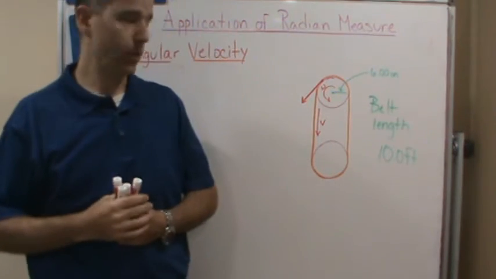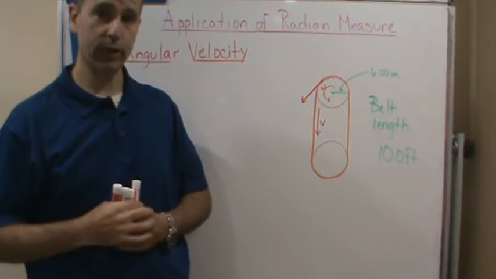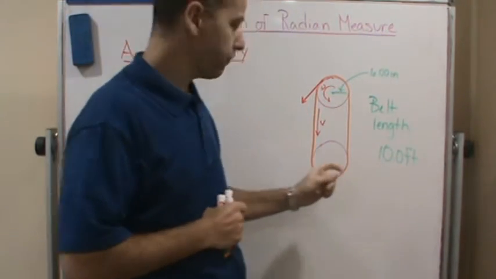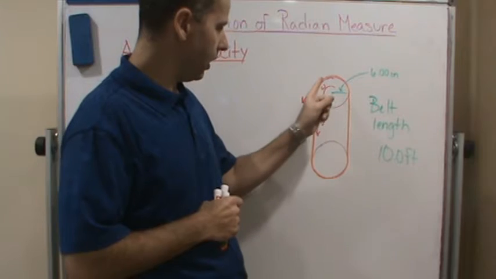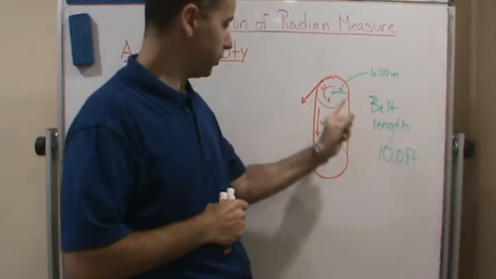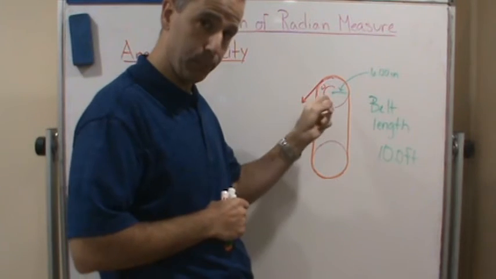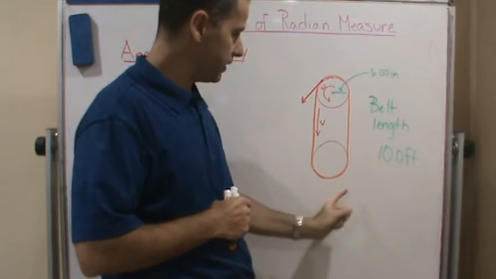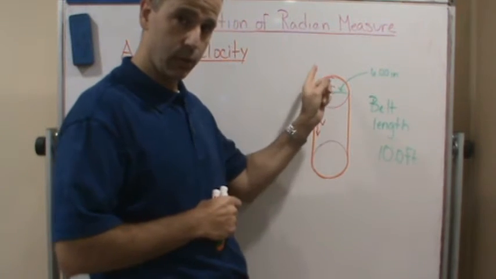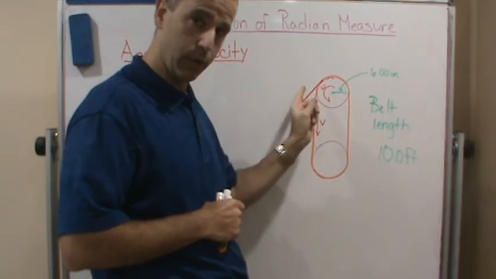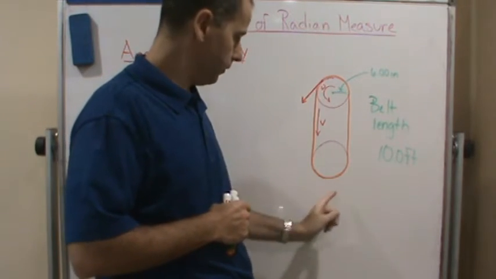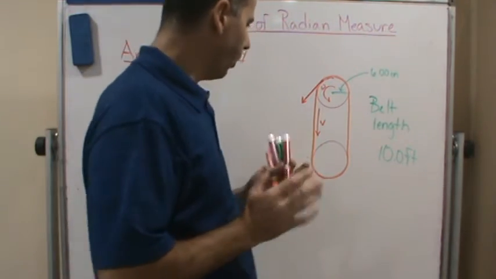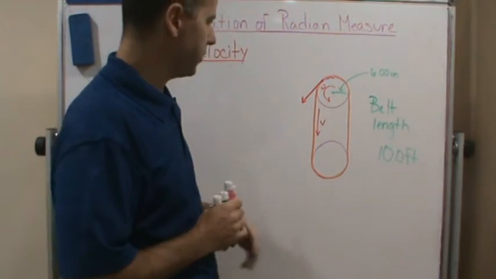Okay, so now in this example we have two pulleys with a belt. Now the belt is 10 feet long, and it takes 2 seconds for the belt to make one revolution. So if we were to pick a point and mark a point on the belt, it would take 2 seconds for the mark to come all the way around, a full trip.